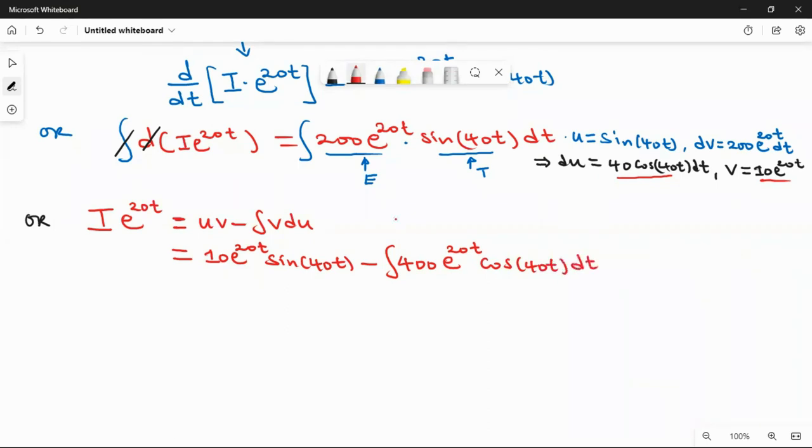Again, I need to use another integration by parts. So again, we are going to say let u, in this case, be equal to cosine of 40t, and the rest will form dv. dv is equal to 400 exponential 20t.